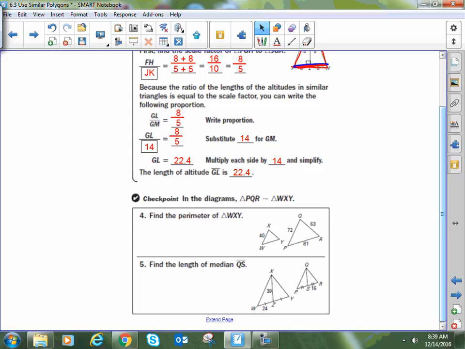So go ahead and when you're ready, pause the video and work out checkpoint questions 4 and 5. And when you have your answers, hit play again and come back and compare your answers against what I have.